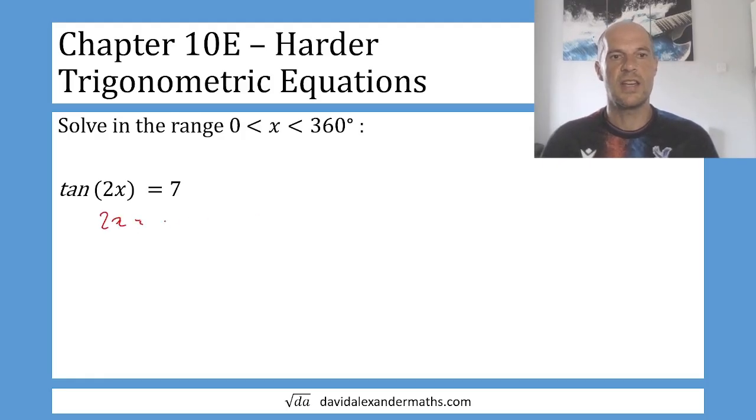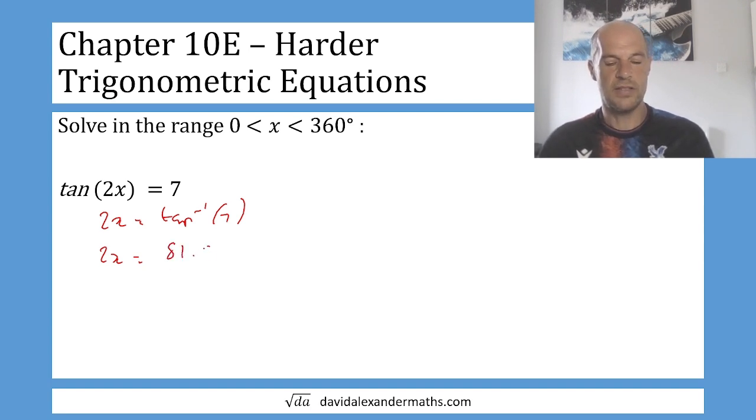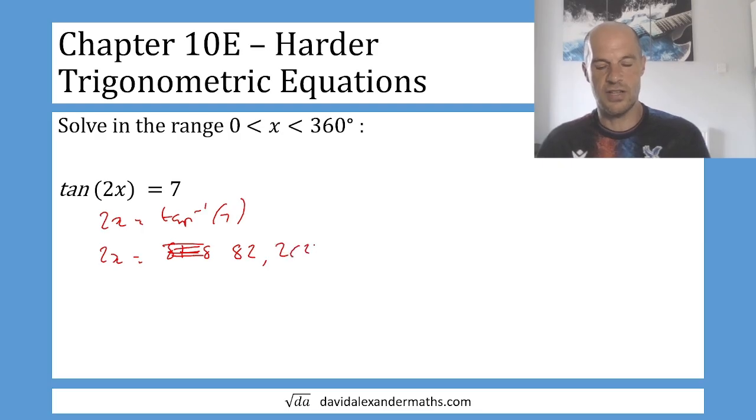So 2x is the inverse tan of 7. So 2x is shift tan 7, which is 81.8. Let's just call that 82, because I'm getting a bit sick of all these decimal places and all the rounding that involves. So 82. Okay, so the next one, remember for tan we always add 180. So 82 plus 180, tan repeats every 180, so that's 262, plus 180, 442.